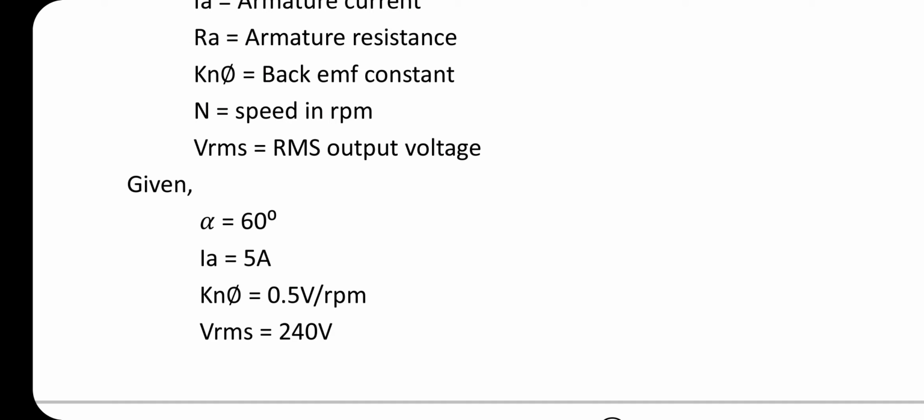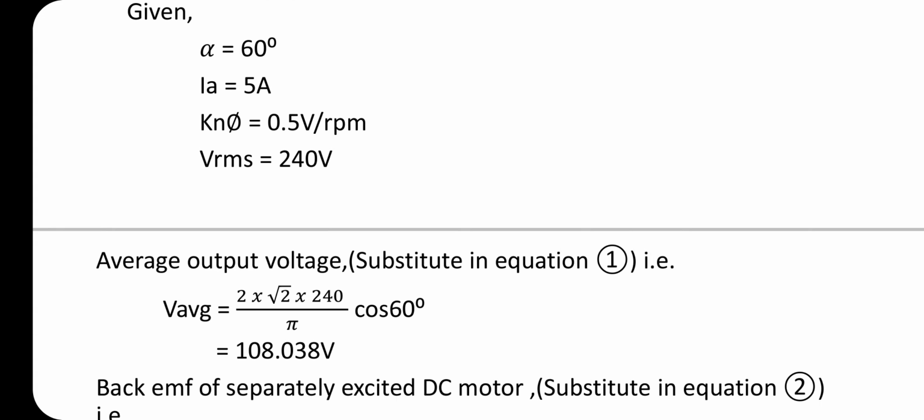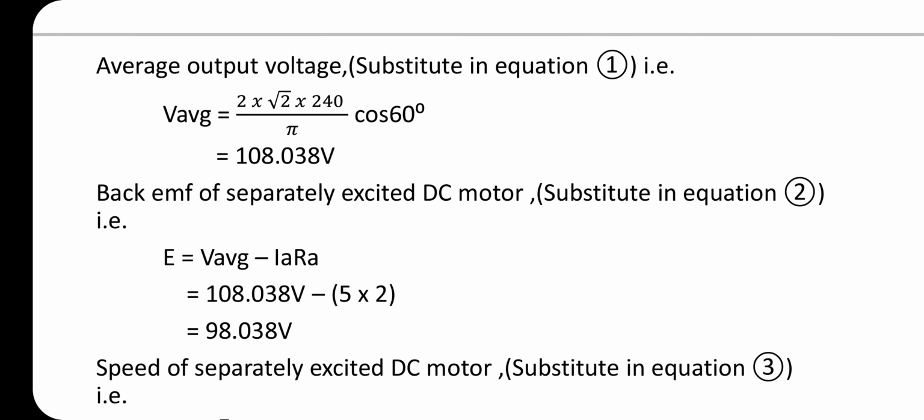Given alpha equal to 60 degree, Ia equal to 5 ampere, K n phi equal to 0.5 volt per RPM, Vrms equal to 240 volt. Substituting in equation 1, we get V average as 108.038 volt. Back EMF of the separately excited DC motor: substituting in equation 2, we get E equal to V average minus Ia Ra. Substituting those values we get back EMF E equal to 98.038 volt.